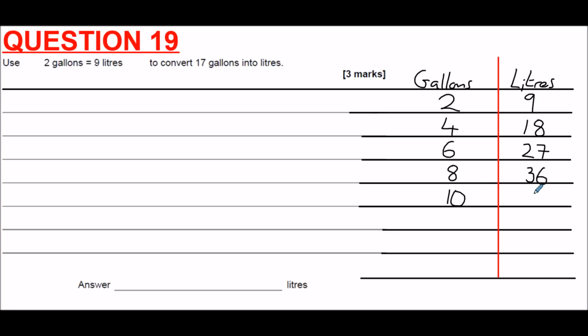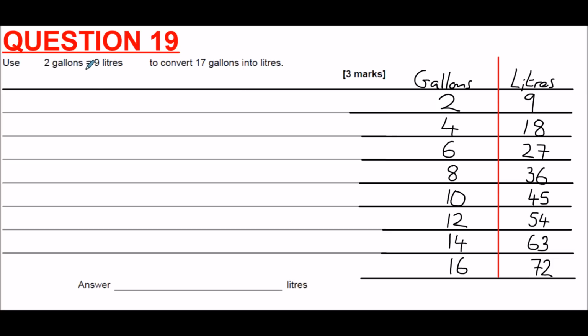Add another 2, add another 9. Add another 2, add another 9. Add another 2, add another 9, and then add another 2, add another 9. So 16 gallons is 72 litres. But now we just want one extra gallon, because 16 gallons is what we have. We need an extra 1 gallon.